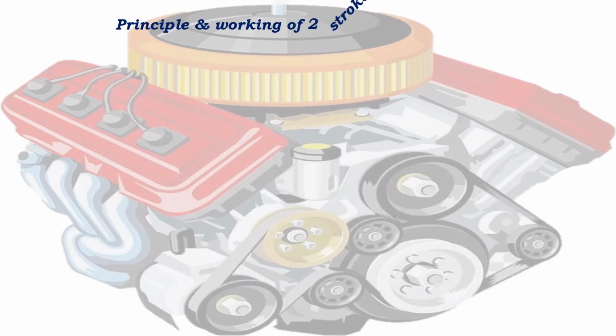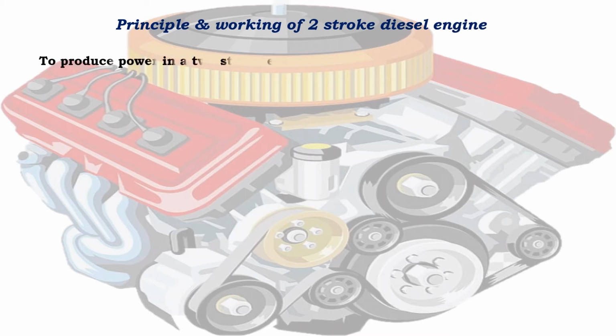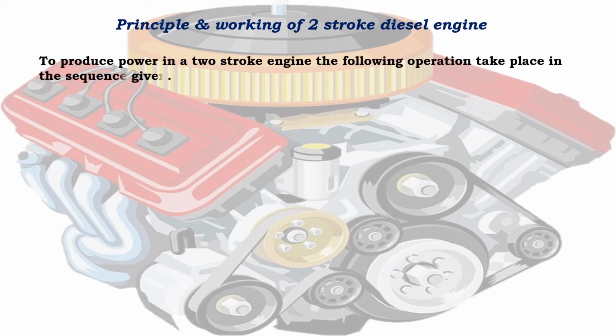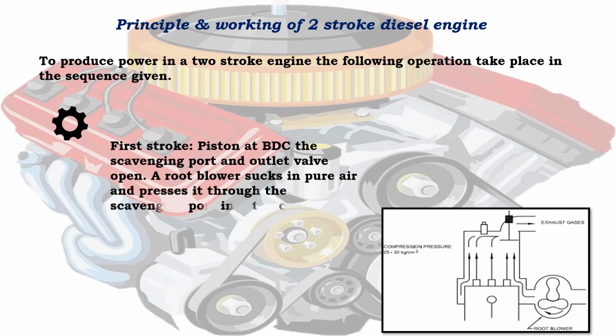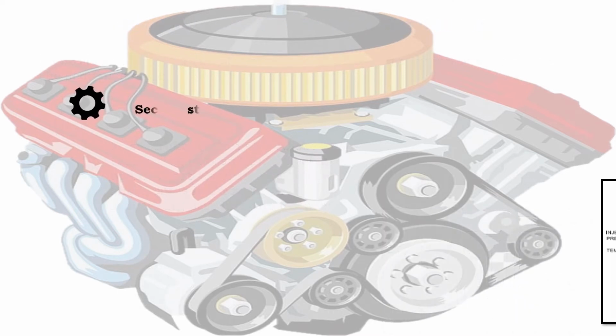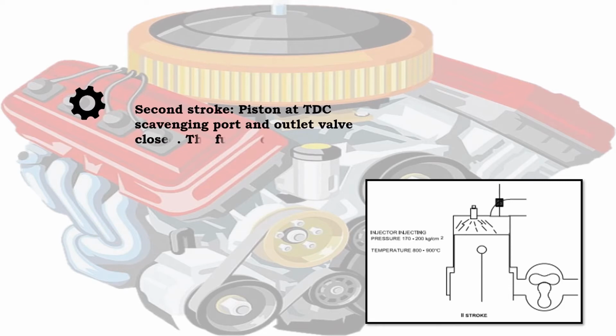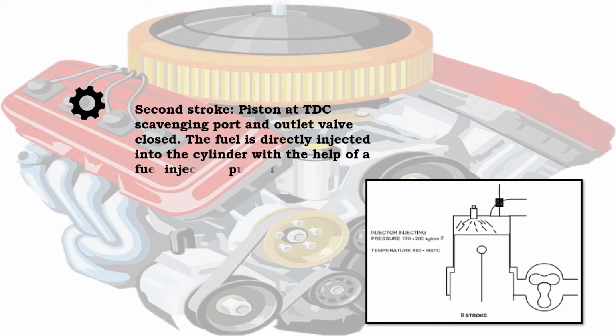Principle and working of two-stroke diesel engine. To produce power in a two-stroke engine, the following operations take place in the sequence given. First stroke: piston at BDC, the scavenging port and outlet valve open. A root blower sucks in pure air and presses it through the scavenging port into the cylinder. Second stroke: piston at TDC, scavenging port and outlet valve closed. The fuel is directly injected into the cylinder with the help of a fuel injection pump and an injector fitted in the cylinder head.